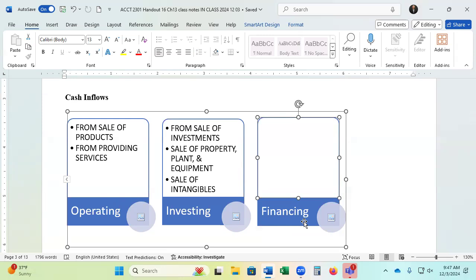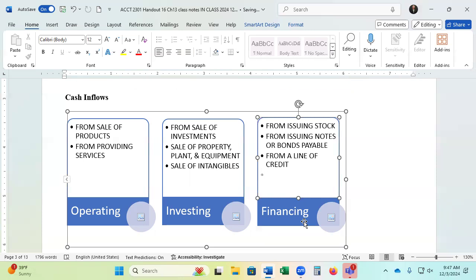And then financing would be from issuing stock, from issuing notes or bonds payable, from a line of credit, and the last way would be from selling treasury shares.